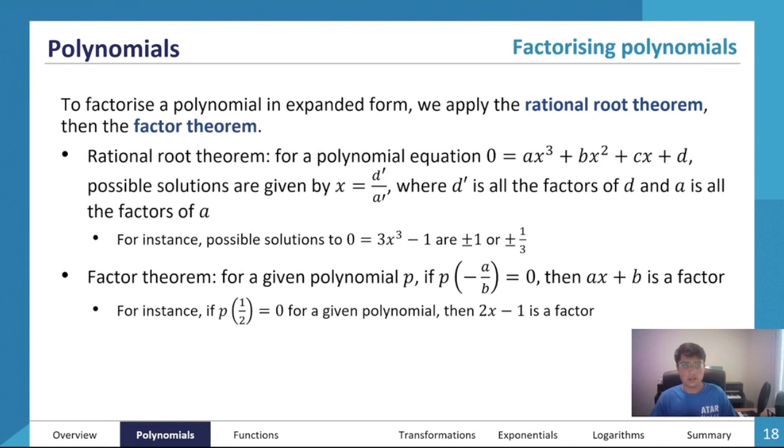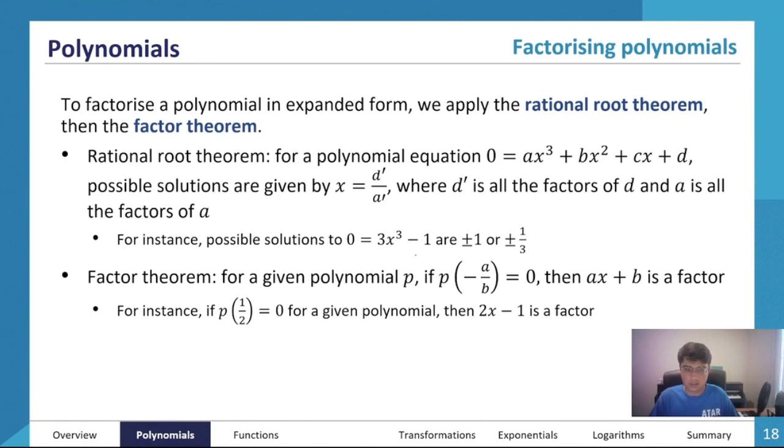The rational root theorem and factor theorem are a really good set of tools that we can use to achieve that. So the first thing is, with the rational root theorem, it's this statement that for a polynomial equation, possible solutions are given by x equals d prime over a prime, where d prime is all the factors of d and a prime is all the factors of a. That's a typo there. So this is a bit confusing, but we can look at it with reference to an example, and that'll hopefully help it make more sense.